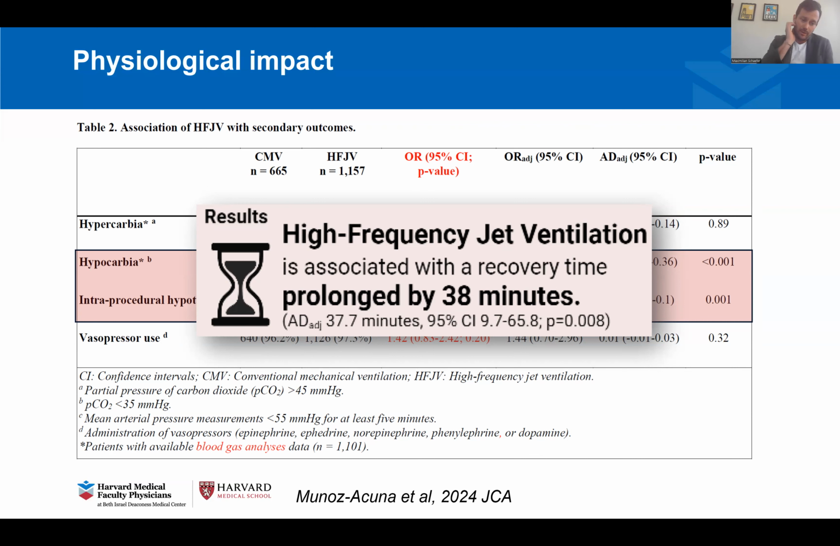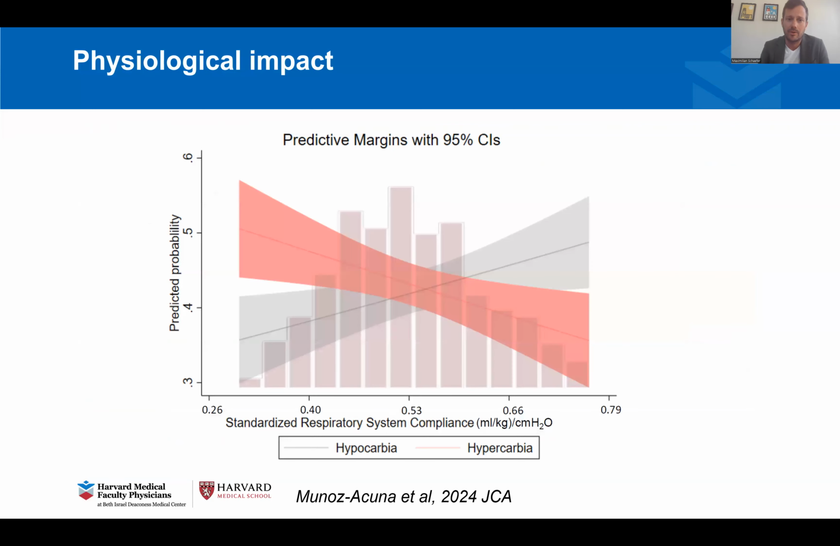So even though we know that jet ventilation in these procedures is probably associated with better outcomes for the patients, the intraprocedural complications are higher with jet ventilation. And I think that's something we need to address as anesthesiologists and establish better protocols.